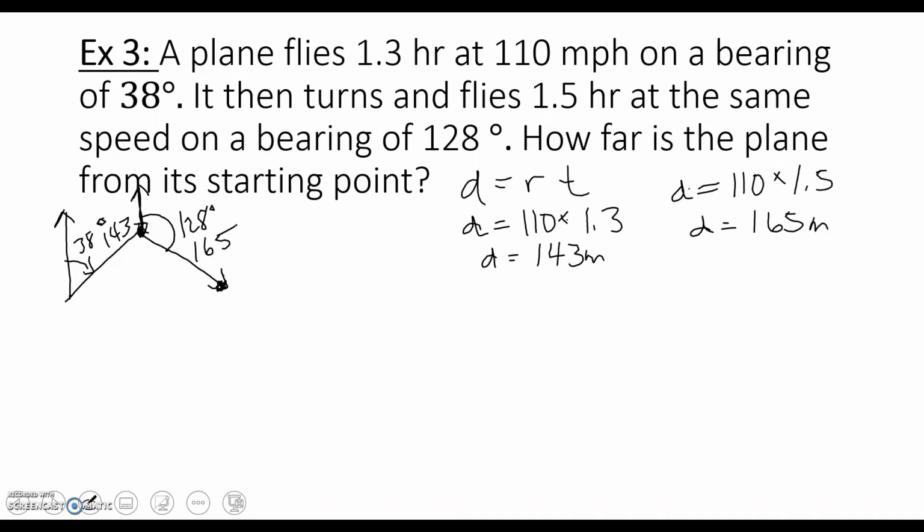And we want to know how far the plane is from its starting point. Well, here's the starting point. So we basically want to know what this distance right here is. This is our X. Let me erase that and make that a little better. So this is our unknown. That's what we're looking for. So here's our picture. Alrighty.